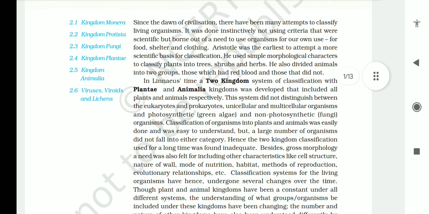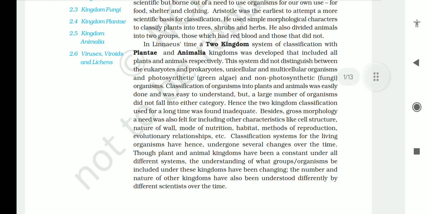animals respectively. This system did not distinguish between the eukaryotes and prokaryotes, unicellular and multicellular organisms, the photosynthetic green algae, and non-photosynthetic fungi organisms. Classification of organisms into plants and animals was easily done and was easy to understand, but a large number of organisms did not fall into either category. Hence, the two kingdom classification used for a long time was found inadequate.